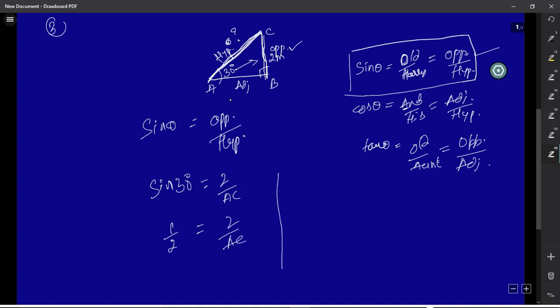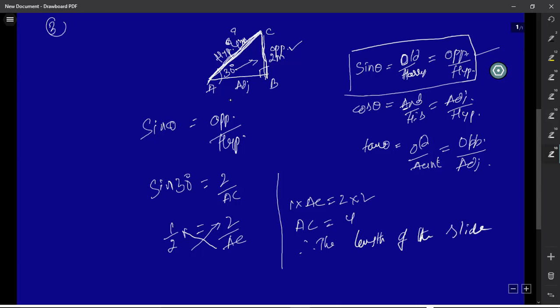Now I'll just cross multiply. 1 into AC is equal to 2 into 2. I'm just cross multiplying like this. So the value of AC is 2 2s are 4. So the value of AC is 4, which means the length of the slide is 4 meters. Therefore the length of the slide is 4 meters. As simple as that, right?